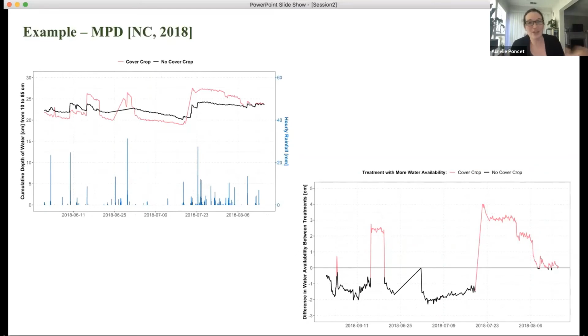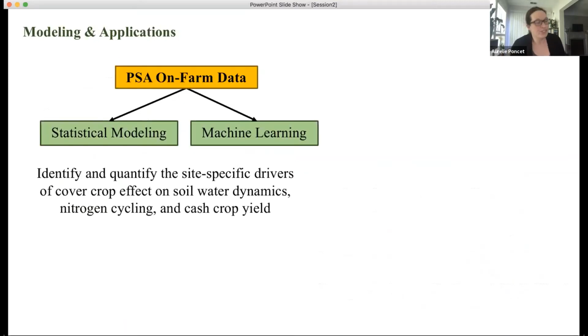Okay, but in some of the other sites, we didn't have such an obvious and consistent effect throughout the growing season. And sometimes you had more water in the cover crop treatment, but some of the time you had less water in the cover crop treatment. So next slide. Okay, so the result from just looking at the raw data without doing any modeling clearly supported the assumption we had that the cover crop effect on soil water dynamics was site-specific and depended on local soil, weather, and management.